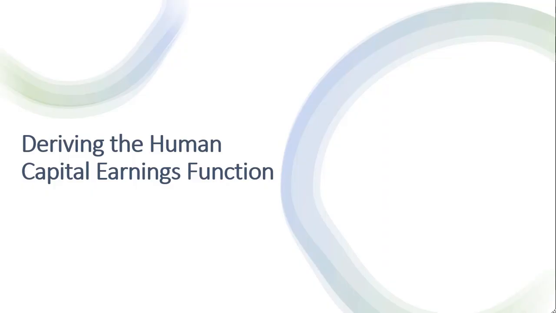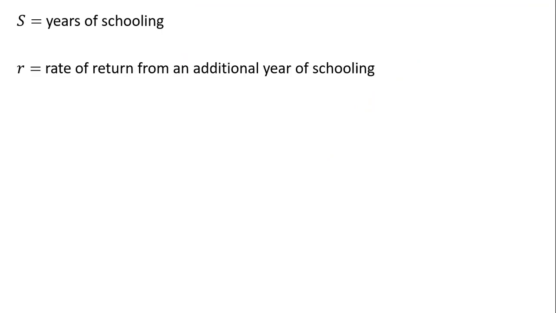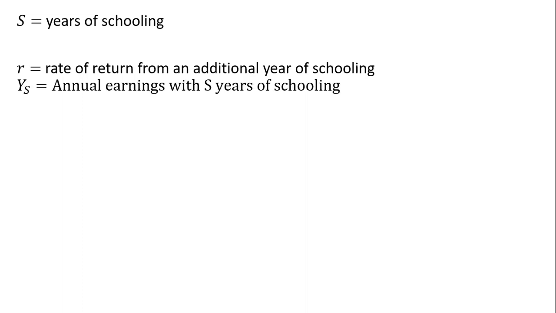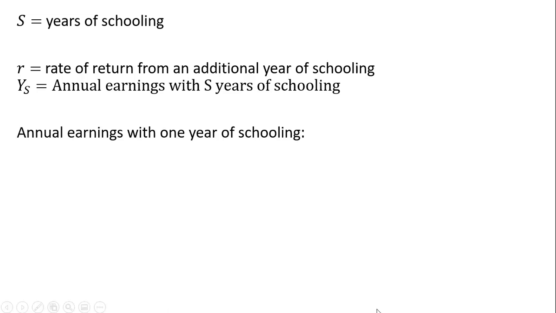In this video, we're going to derive the human capital earnings function. S is years of schooling. R is a rate of return from an additional year of schooling. Y subscript S is annual earnings with S years of schooling. So let's now get an expression for annual earnings with 1 year of schooling.